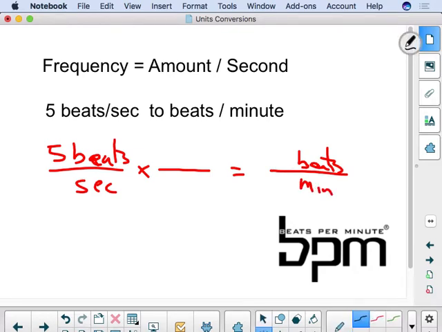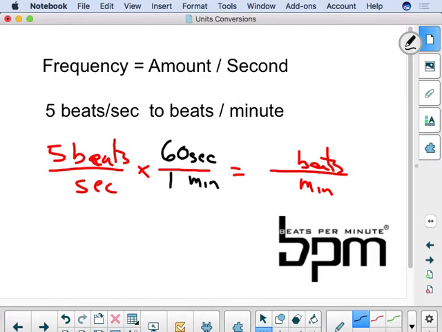Where am I going to put seconds in this instance? In the top or the bottom? Top. Why, Jake? To cancel it, because it's in the bottom. Every conversion we've done so far, the unit we've been going after has been in the top. Now the unit we're getting rid of is in the bottom, so we have to put it in the top so that they can cancel out. So now we have to flip what we've done in order to cancel that thing out.